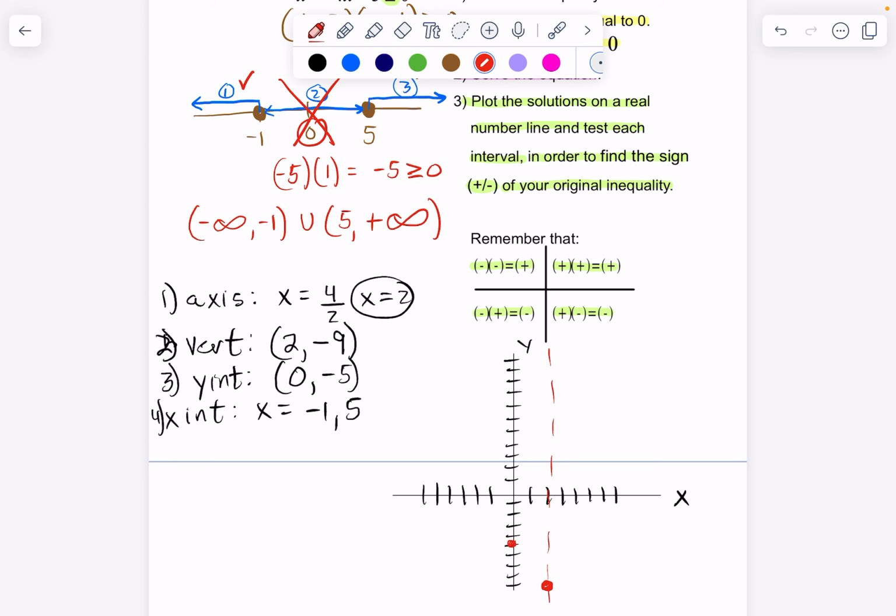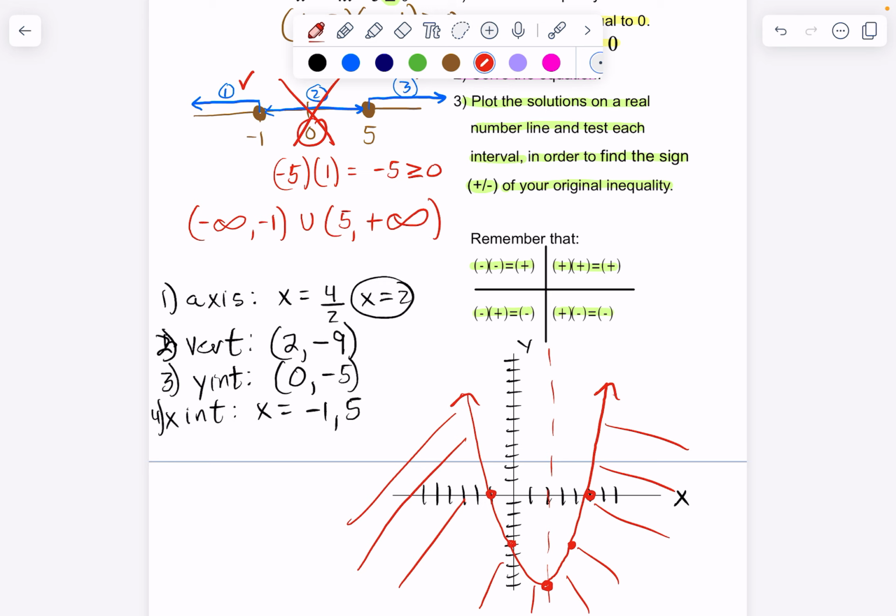That's 1, 2 to the left. So go 1, 2 to the right for my mirror image. And then I've got -1 as a 0, and then 1, 2, 3, 4, 5 as a 0. And it's a solid line because it's greater than or equal to. And we know that my solutions are from -infinity to -1, and then 5 to infinity. So that means that it's the outside of the graph.